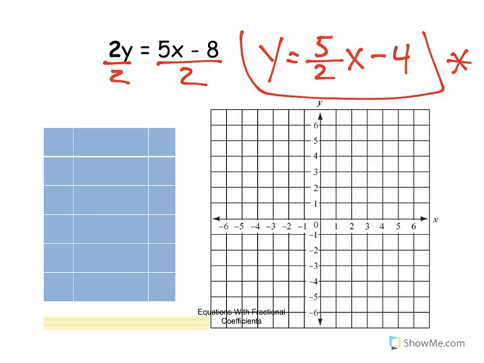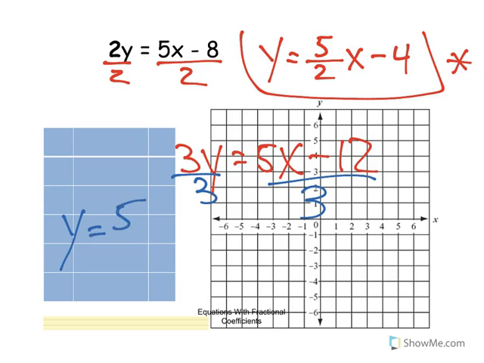So if you had one where it was, let's say, 3y equals 5x minus 12, you would divide everything by 3. 3y divided by 3 is y. 5x divided by 3, we would just leave as 5/3. So again, if it is not evenly divisible, you leave it alone, just like when we solved the equations. And then negative 12 divided by 3 is negative 4.